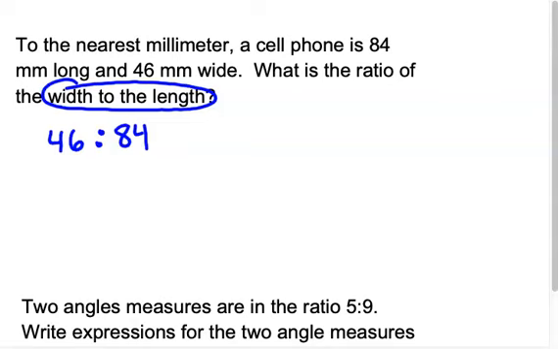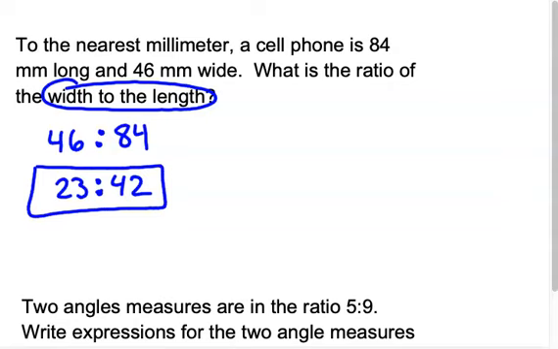Let's start by dividing them by 2. Dividing this one by 2, 46, cut in half is 23. That will be 23 to 42. And at that point, we can't simplify anymore. So the first trick was making sure that you put them in the correct order. 42 to 23 would not be the same thing.